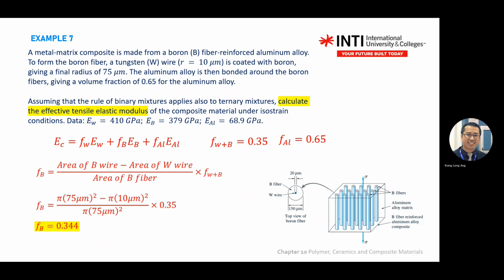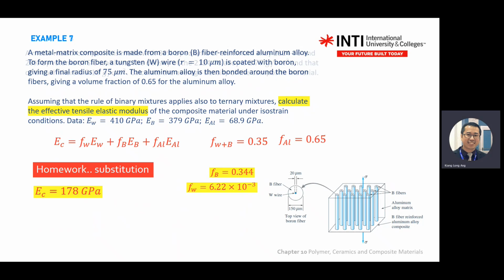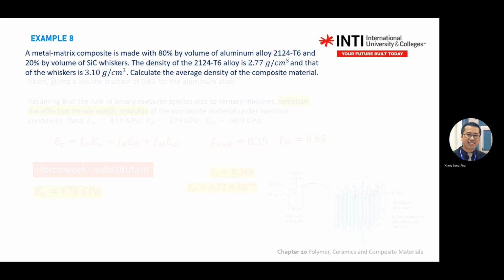Okay, makes sense. Okay, try to understand the principle behind. So once you get your EC, let's say that we change the question a little bit. Again, no picture, no everything, but it tells you metal matrix composite. Metal matrix composite, it is made of volume now, 80% volume aluminum and 20% SiC whisker. Density of aluminum alloy is given, and the whiskers is given.